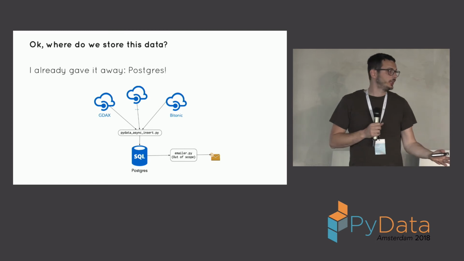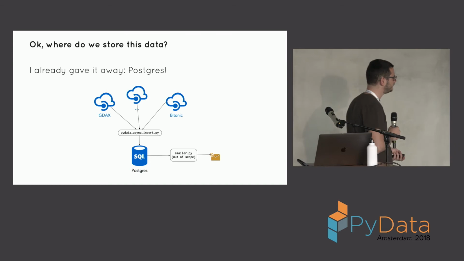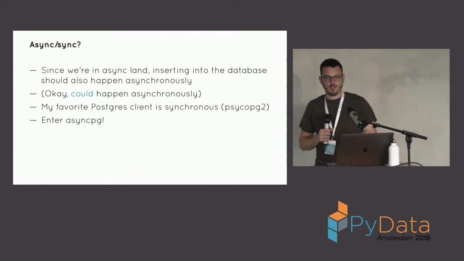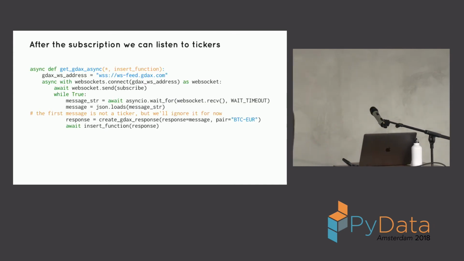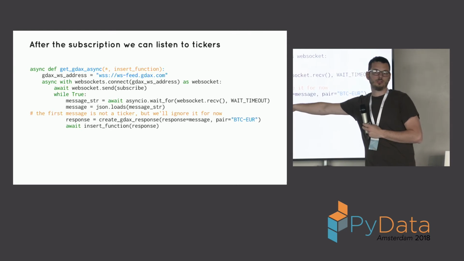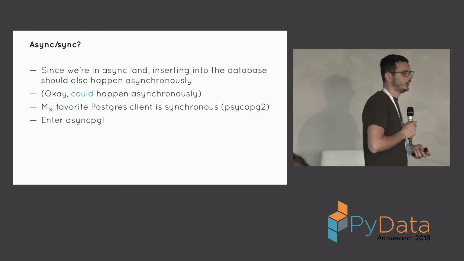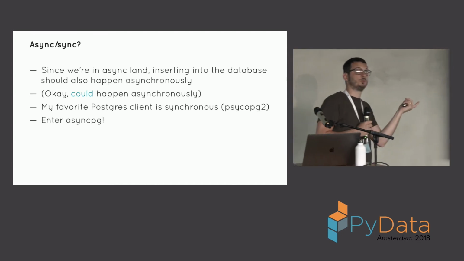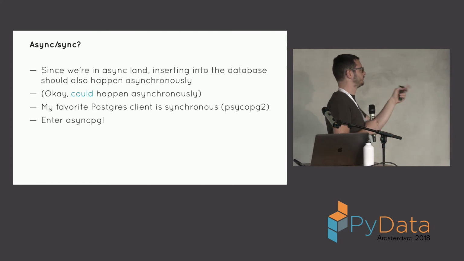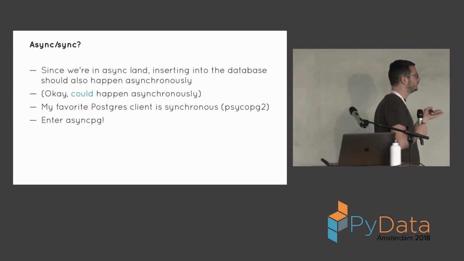So where do we store this data? Well, in the diagram I already gave it away. We put it into Postgres. And since we are in async land, and I showed you here that our insert function can work with our async code, that means I cannot use my favorite Postgres client, which is Psycopg2. Who knows Psycopg2? It's really awesome, but it doesn't work with Asyncio, so I need to use something else.